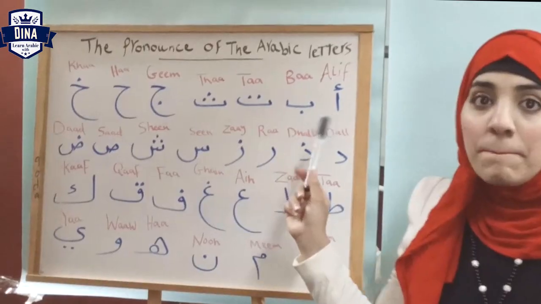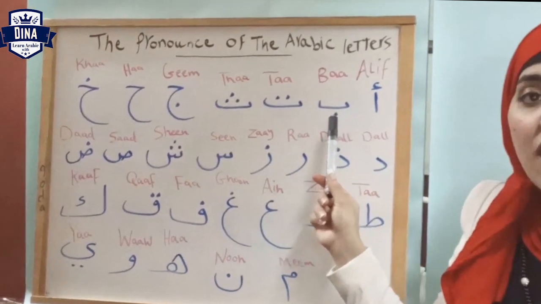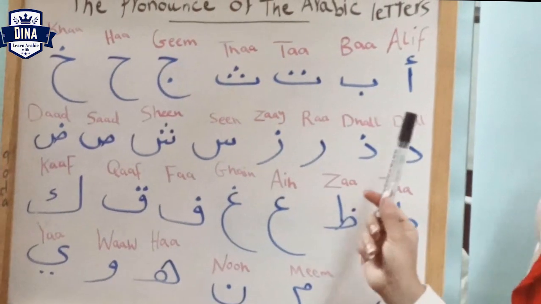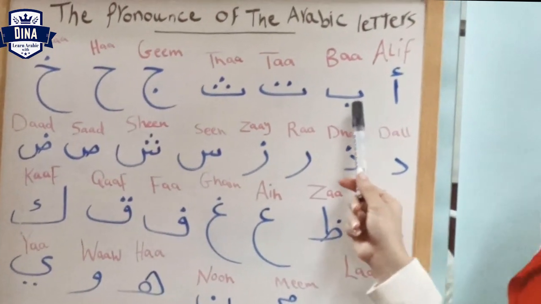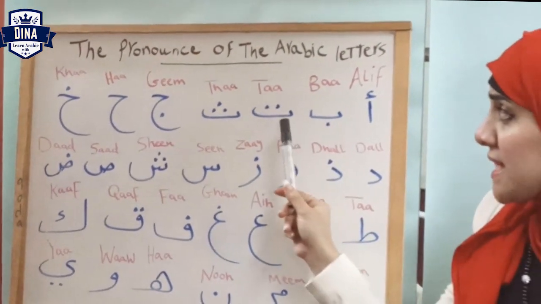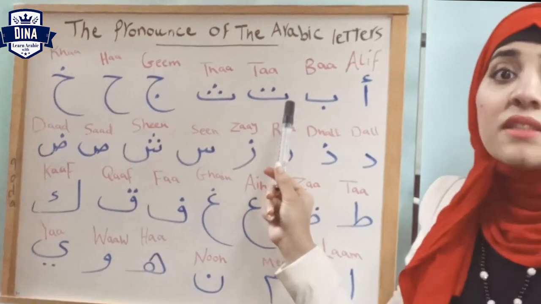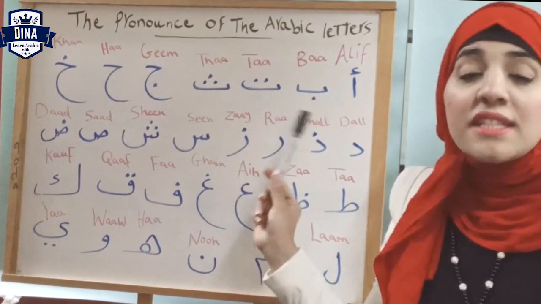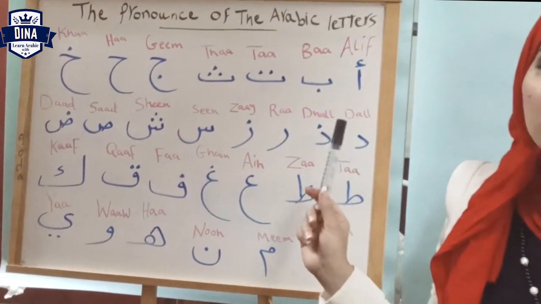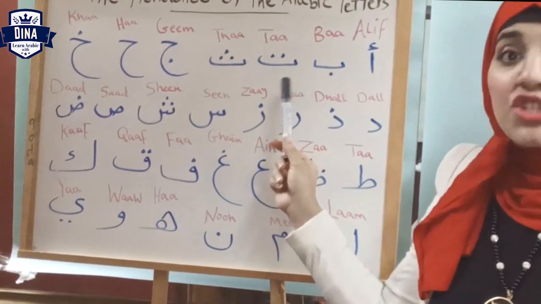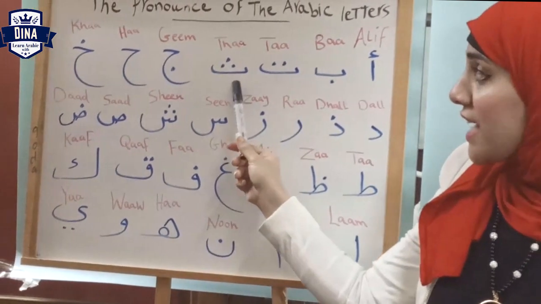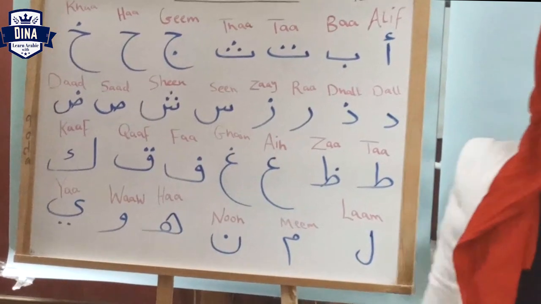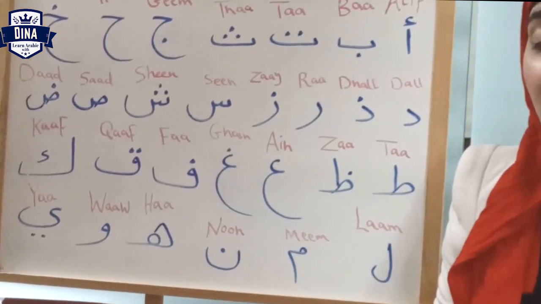Ant. B sound in Arabic equals B sound in English, when I say bag. Bag. T sound in Arabic equals T sound in English, when I say tree. Tree. The next sound in Arabic equals TH in English, when I say sand.